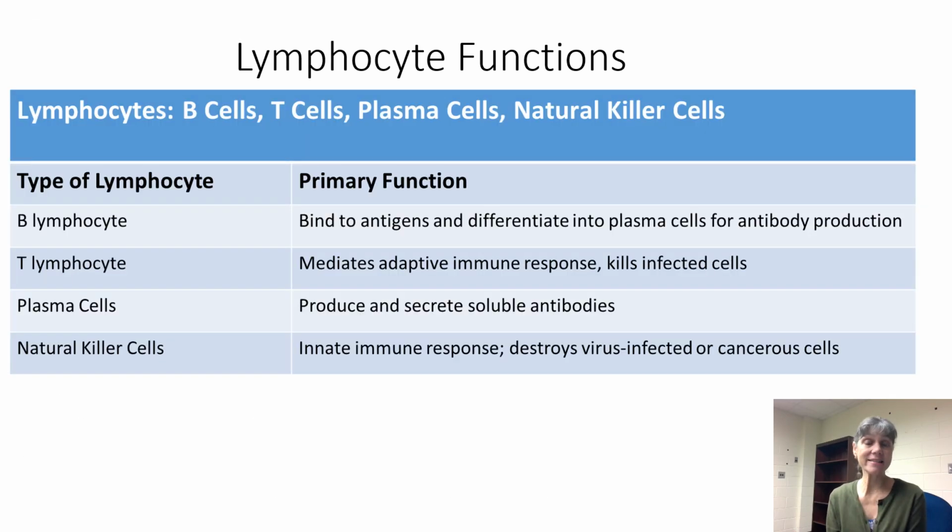We've looked at the first three types of lymphocytes on this chart. However, we didn't mention yet natural killer cells. Natural killer cells are special cells that are part of the innate immune response, and they're designed to go after virus-infected or cancerous cells.